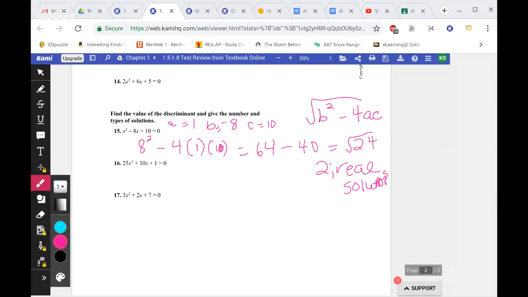Okay, so for number 17, I got down to negative 80.